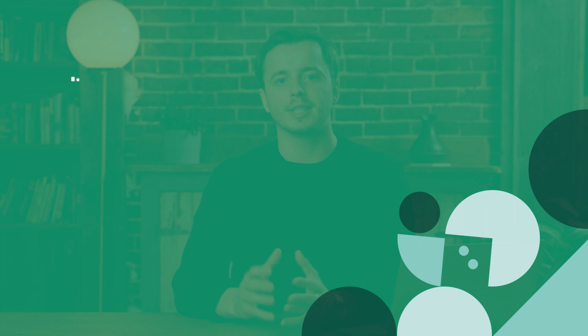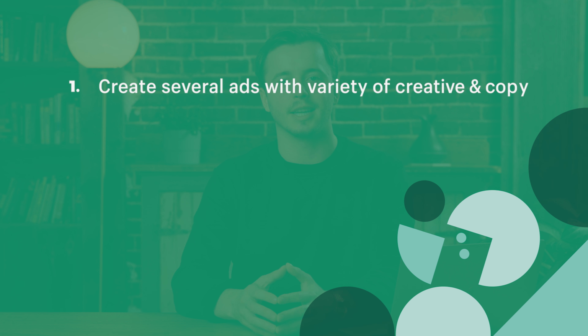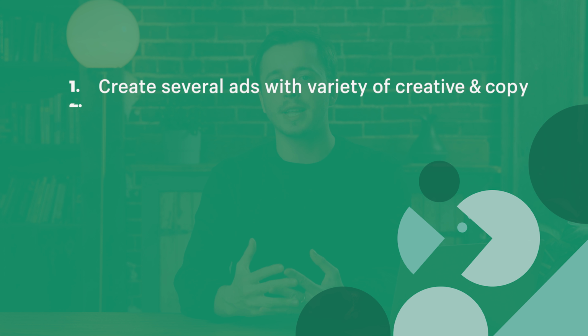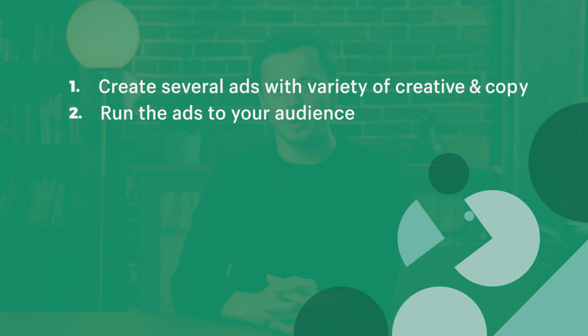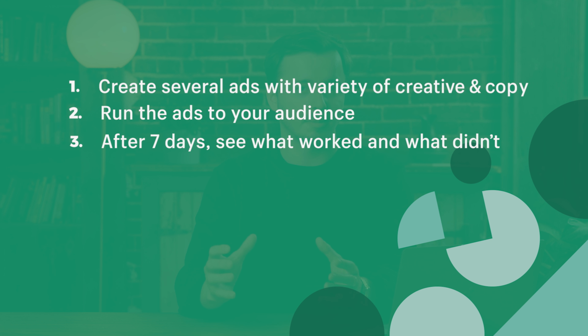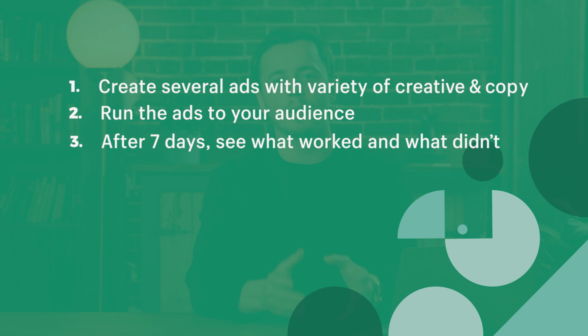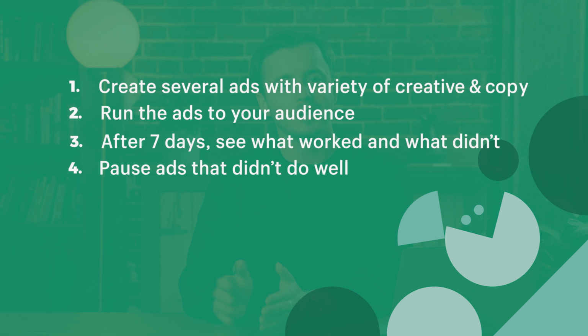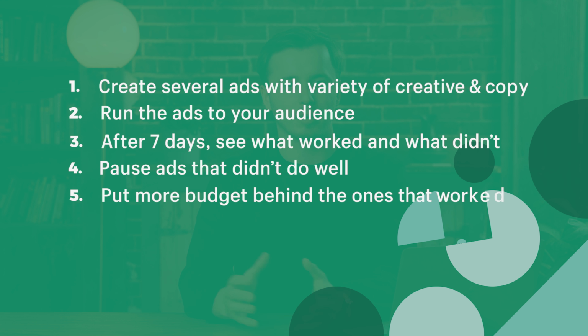First, you're going to create several ads with variations in creative and copy that you can test against each other. Then you're going to run the ads to your audience. Once the ads have run for at least 7 days and you have a solid amount of data, you can see what worked and what didn't. Then you're going to pause the ads that didn't do well, and keep the ads running that did do well. And you can potentially put more budget behind the ones that did really great.